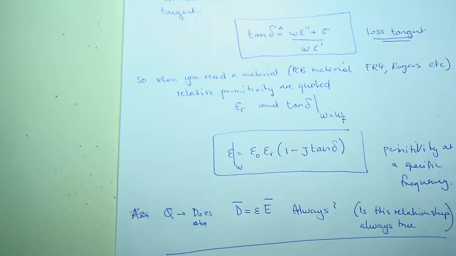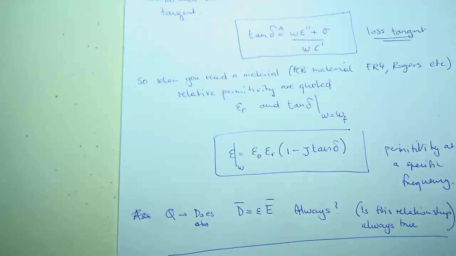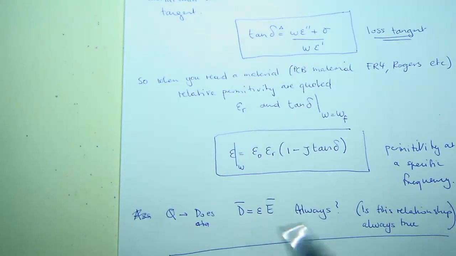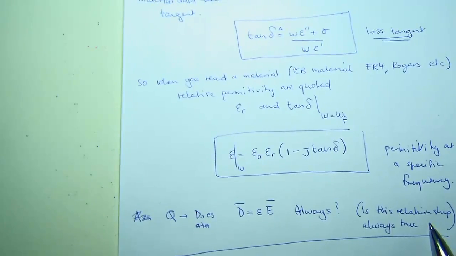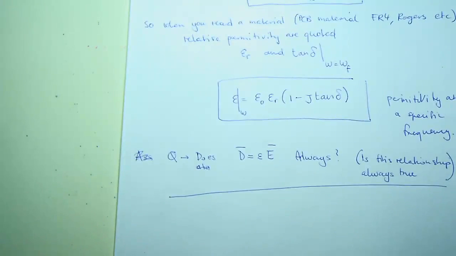Now, this is a question for everyone, right? I've written the displacement flux is epsilon, in this particular case a scalar, times the electric field. Is this relationship always true? Well, the way that I've set it up, the answer must be no, right? I've set it up so that you can easily just say no. When is it not true?